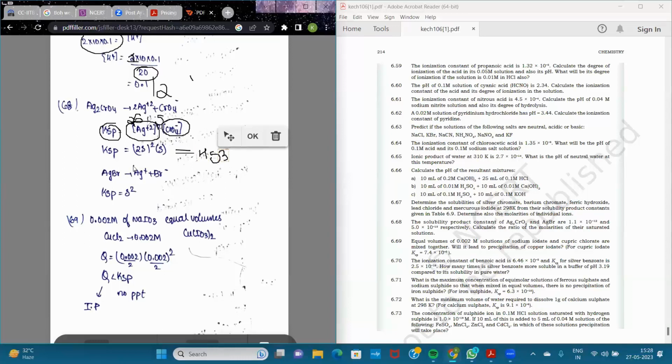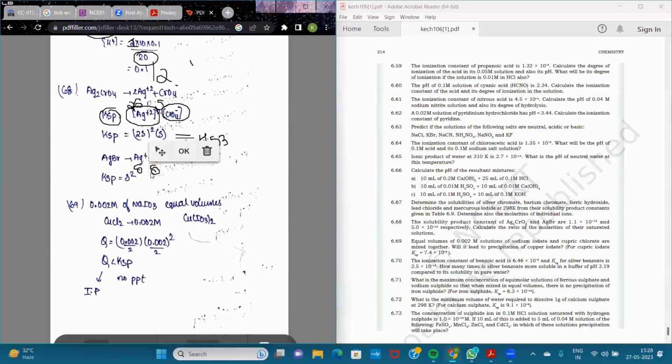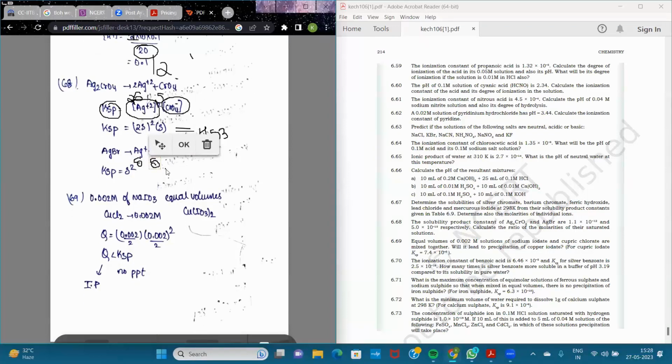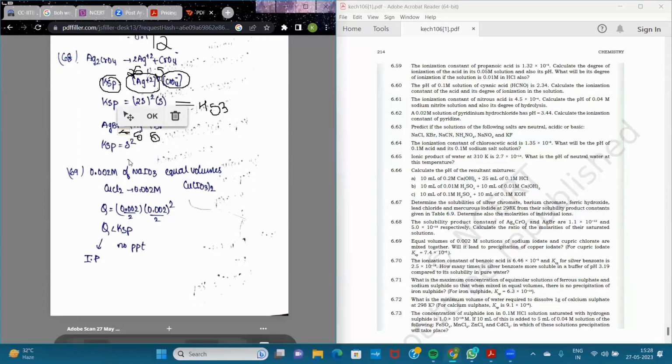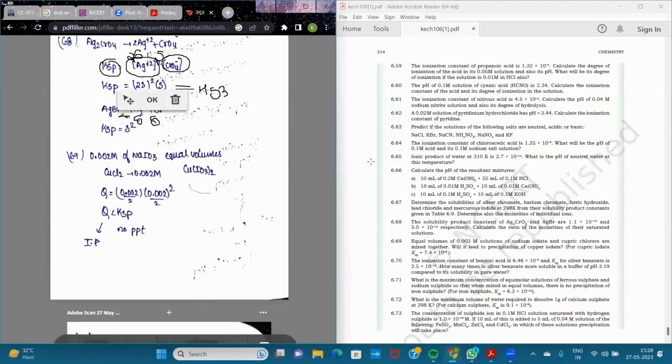And in a similar way, for AgBr, if S is the solubility of AgBr salt, we'll find the amount of Ag plus as S and Br minus as S. After achieving equilibrium, Ksp is S squared. By substituting the value of Ksp, we'll find the solubility.